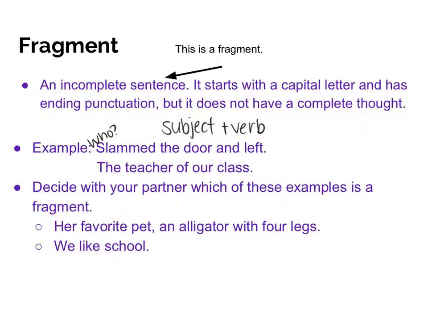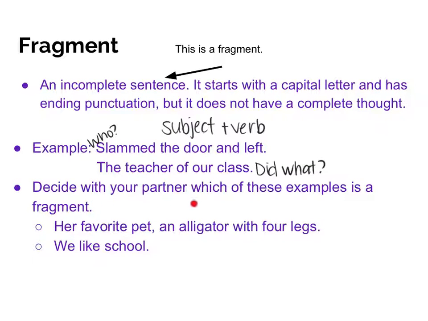Here's another one. The teacher of our class. It looks like a sentence. It has a capital letter. It has a period, but it's not a complete thought. We don't know what the teacher did. We know the teacher of our class, but we don't have a verb. We don't know what the teacher did.